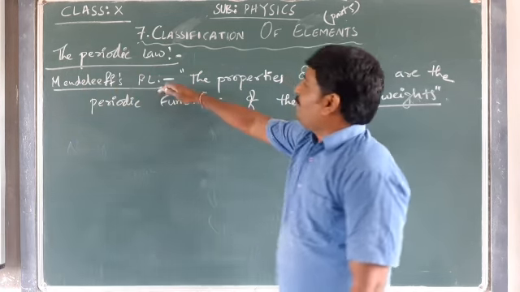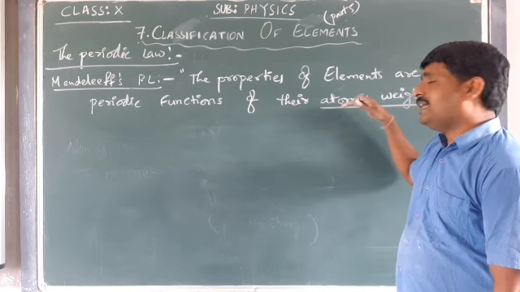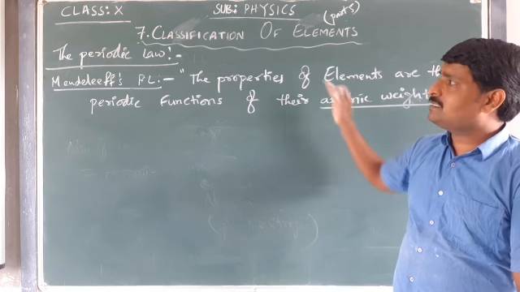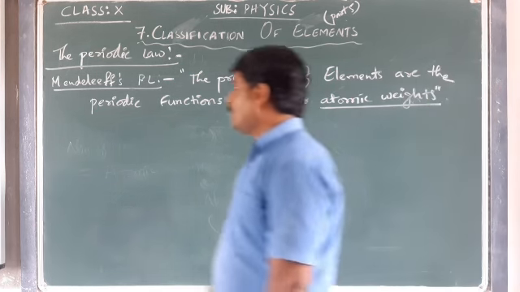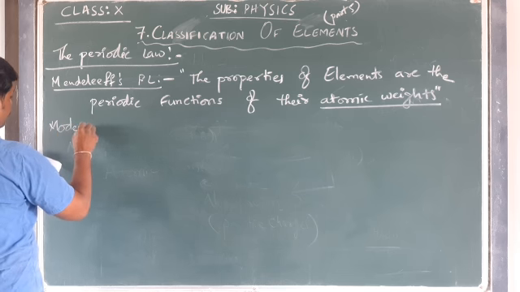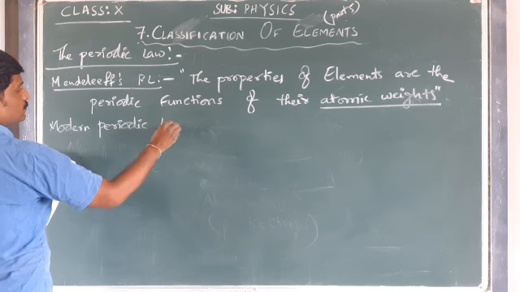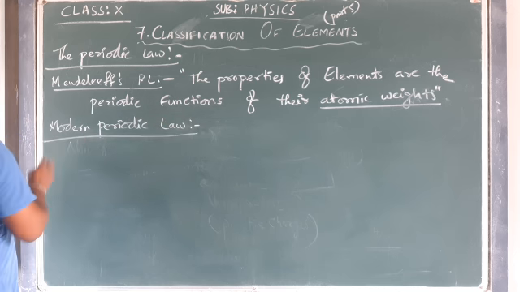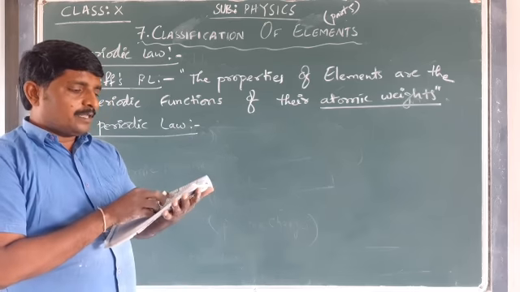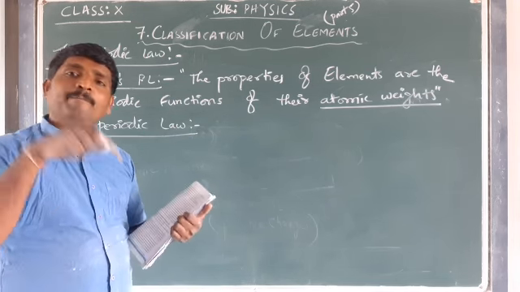Mendeleev's periodic law is that the properties of the elements are periodic functions of their atomic weights. Based on the atomic weights, the arrangement took place in Mendeleev's periodic table. Now if I consider the modern periodic law, the properties of the elements are periodic functions of their atomic numbers.